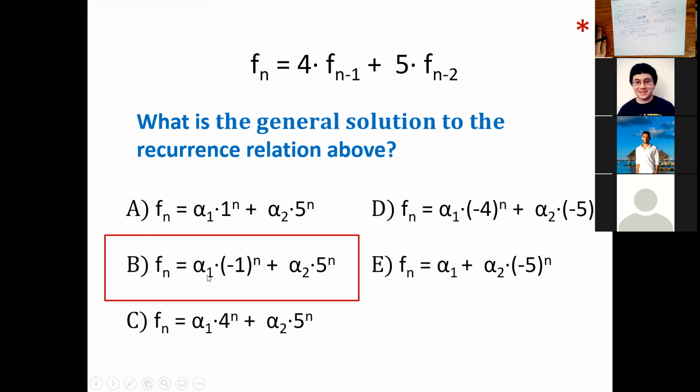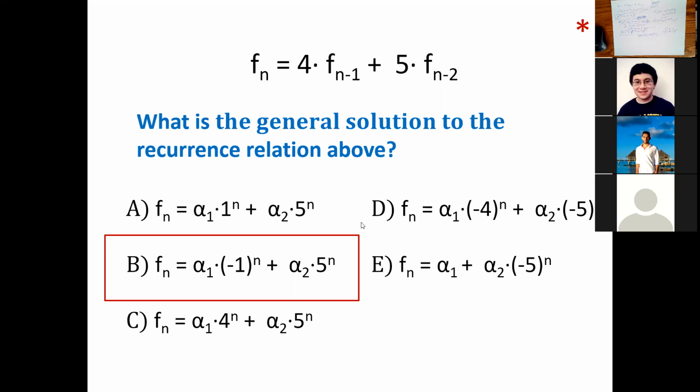On my sheet I switched alpha 1 and alpha 2, but that doesn't matter, because this is a solution for any constants. So how you order those constants is up to you. In fact, how you even name these constants is up to you. You can call them A and B, C and D, or whatever you want. And there is no notion of first and second root, so you can order them any way you want.